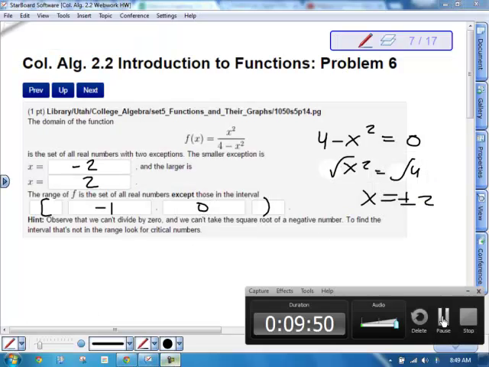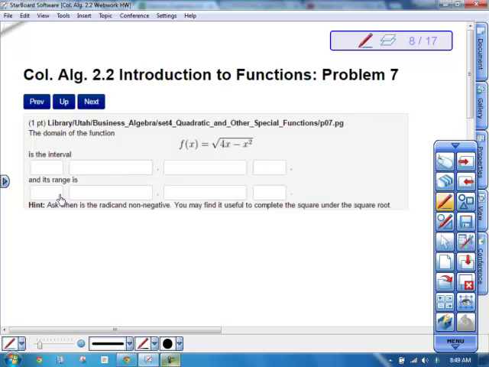All right, the next problem wants us to find the domain and range of this function. To find the domain, we know that what's underneath this radical has to be greater than or equal to 0, because we can't have negatives underneath square roots. So that's how we're going to find the domain. We've got to solve this inequality. Let's try to do it algebraically.